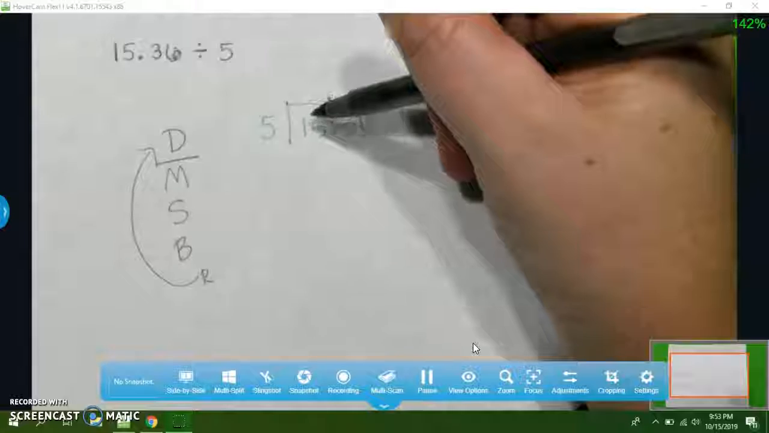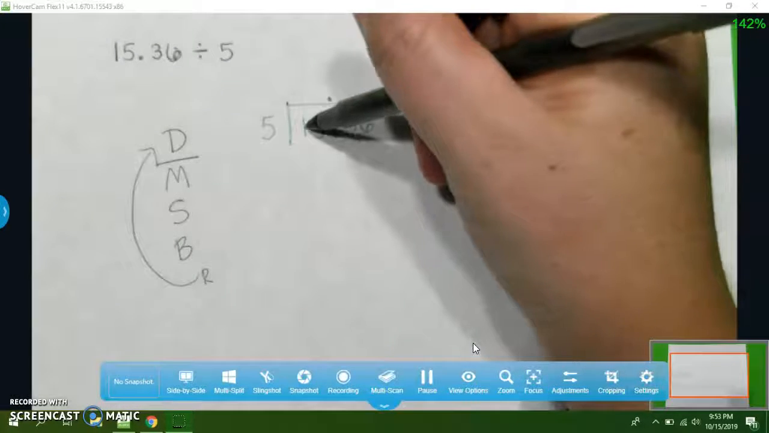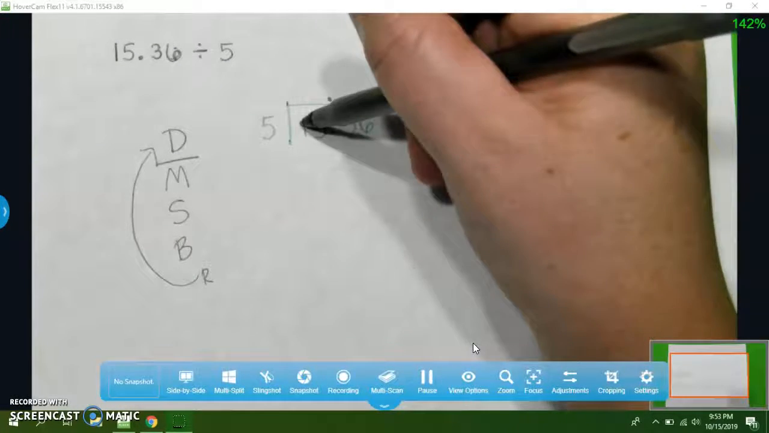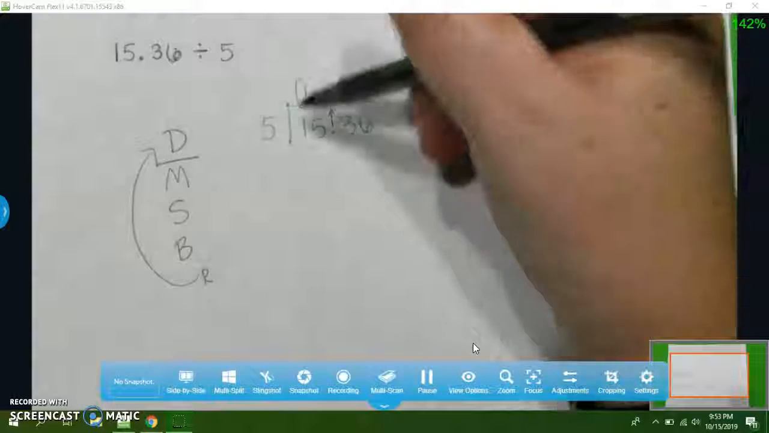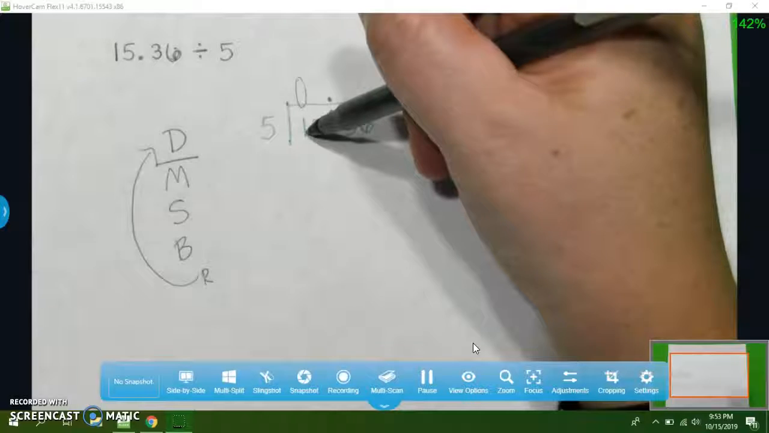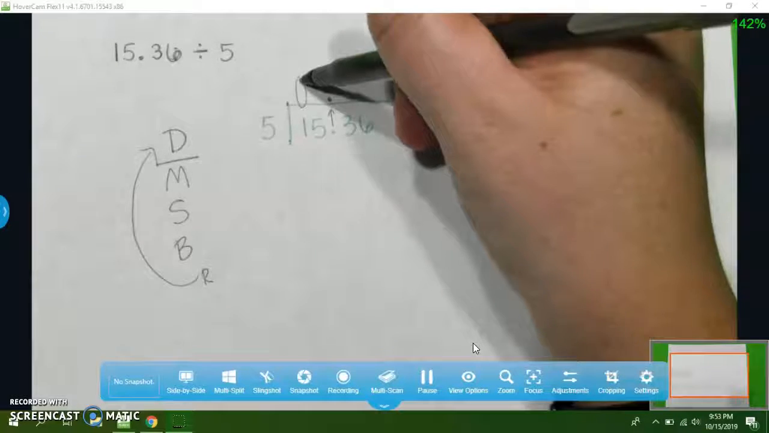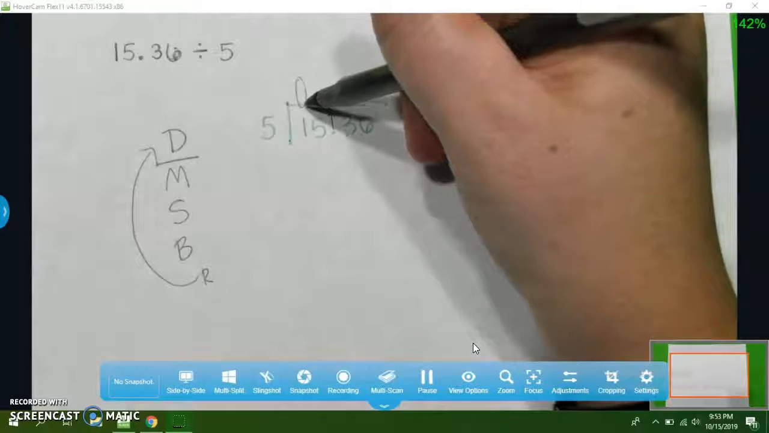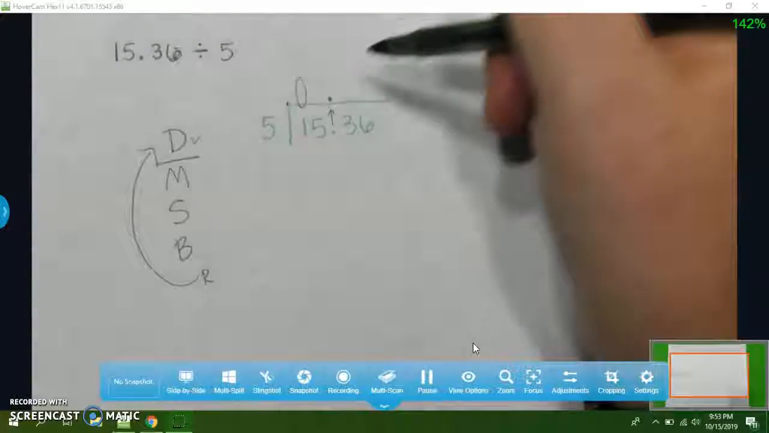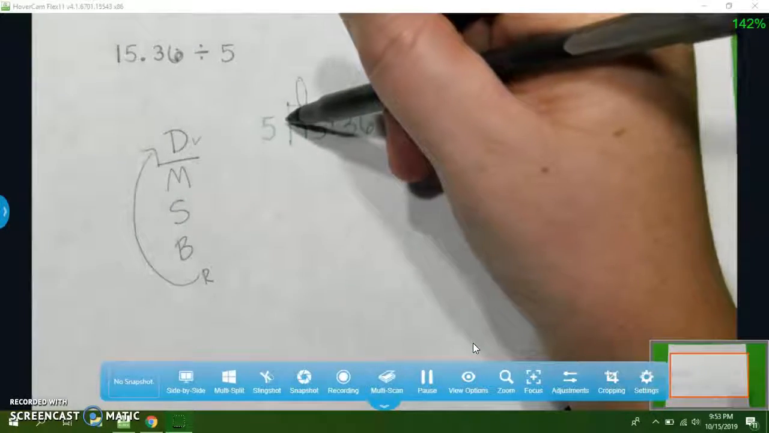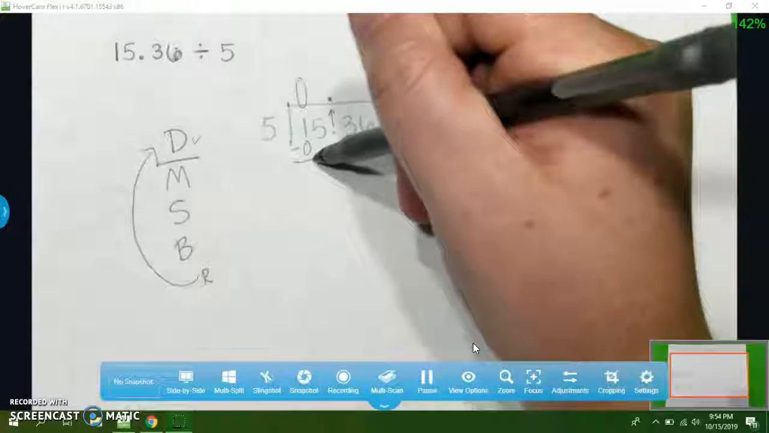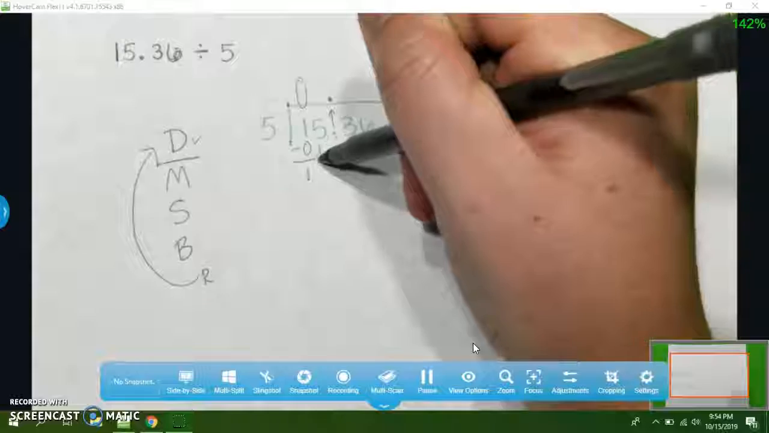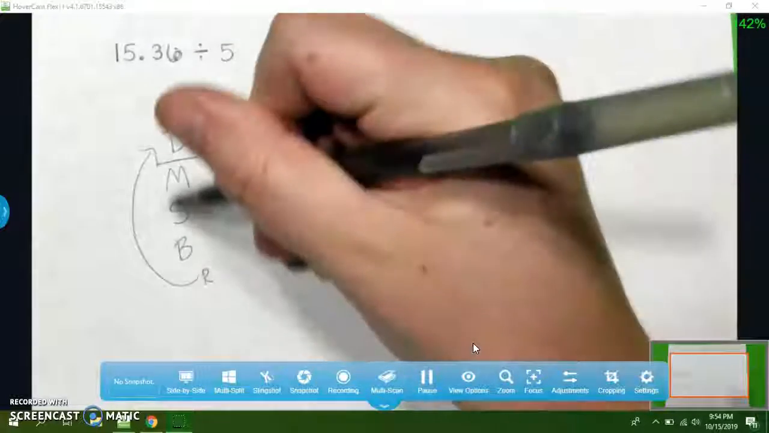5 into 1. How many times does 5 fit into 1? It will be 0, because if I wear a size 5 shoe, I can't fit into a size 1. So we're going to put a 0 up here to hold our place. We've done the division step. 5 times 0 is 0. Subtract, bring down, and then take it on back.